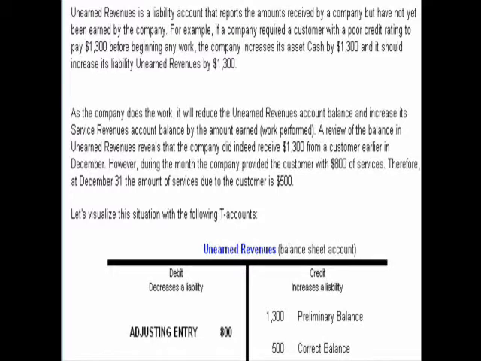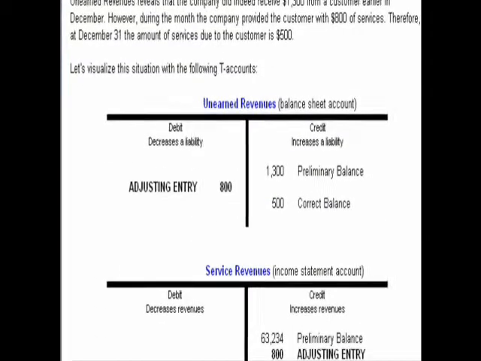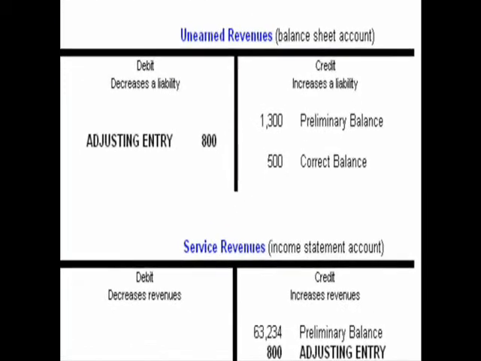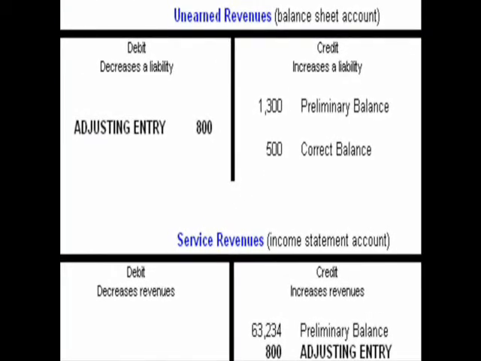A review of the balance in unearned revenue reveals that the company did indeed receive $1,300 from a customer earlier in December. However, during the month, the company provided the customer with $800 of service. Therefore, at December 31, the amount of service due to the customer is $500. Let's visualize the situation. The following are the accounts: unearned revenues, balance sheet account. Debit side decreases liability, adjusting entry 800. The credit side increases liability, 1,300 preliminary balance, 500 correct balance.